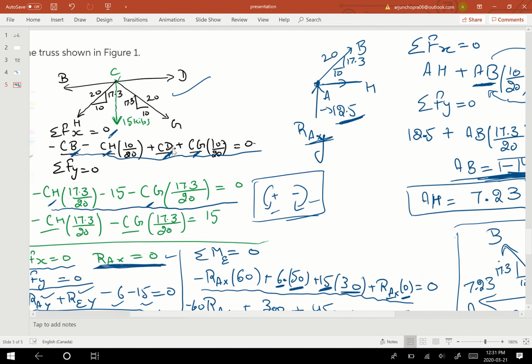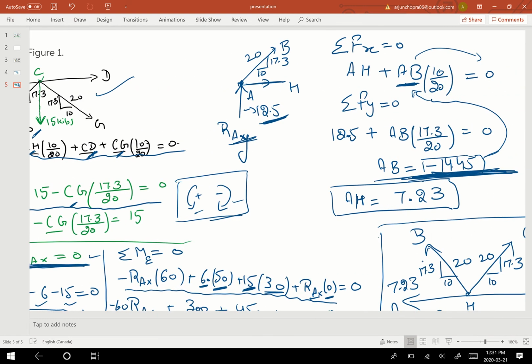So I will write down the equation sigma Fx equal to 0. Horizontally, anything towards the right of point A will be considered positive, anything towards the left will be considered negative, and in the same way, anything up is positive, anything down is negative. Then sigma Fy, and I will come up with this equation. Because 12.5 is acting upwards, and AB is acting at a slope, I have to take the vertical component of AB. 17.3 divided by 20 equal to 0.